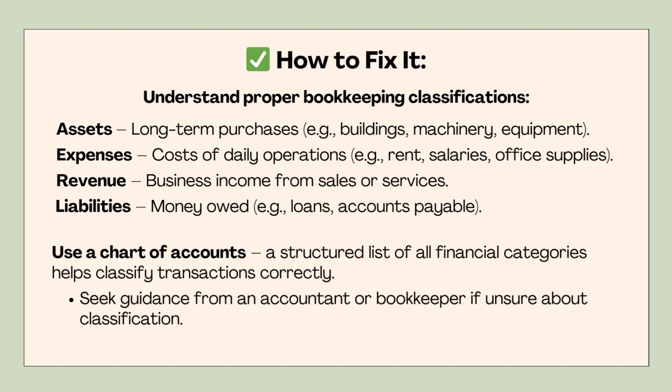How to fix it? Understand proper bookkeeping classifications. Assets: long-term purchases, e.g. buildings, machinery, equipment. Expenses: costs of daily operations, e.g. rent, salaries, office supplies. Revenue: business income from sales or services. Liabilities: money owed, e.g. loans, accounts payable. Use a chart of accounts. A structured list of all financial categories helps classify transactions correctly. Seek guidance from an accountant or bookkeeper if unsure about classification.